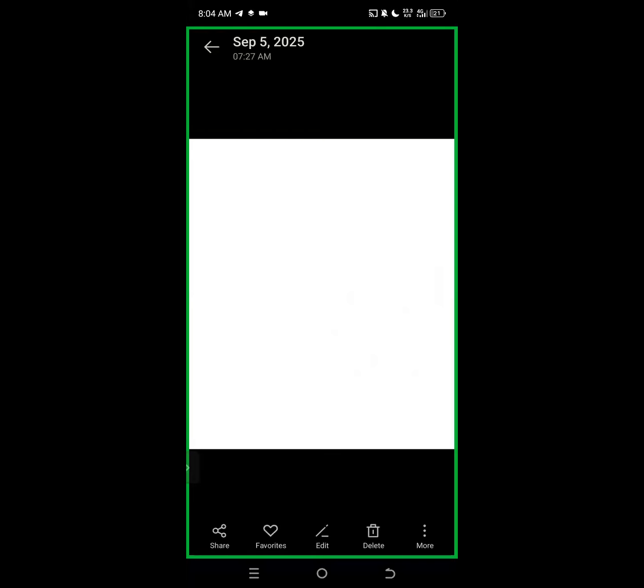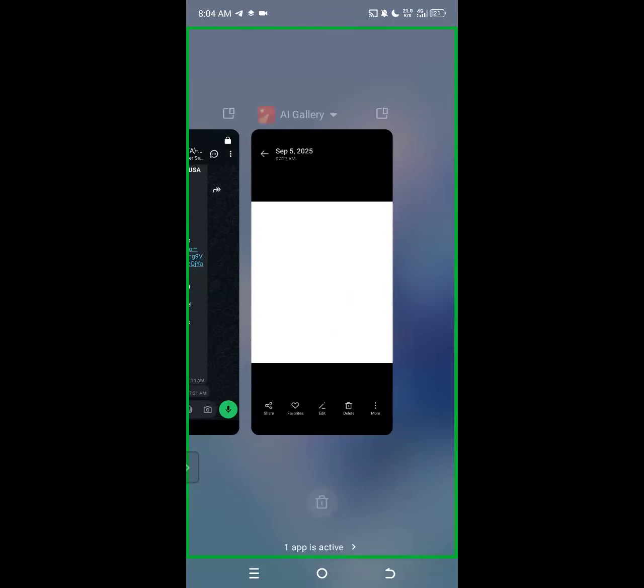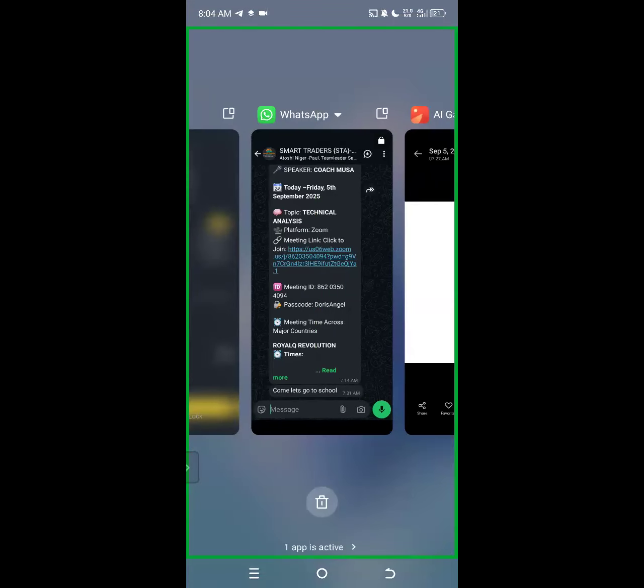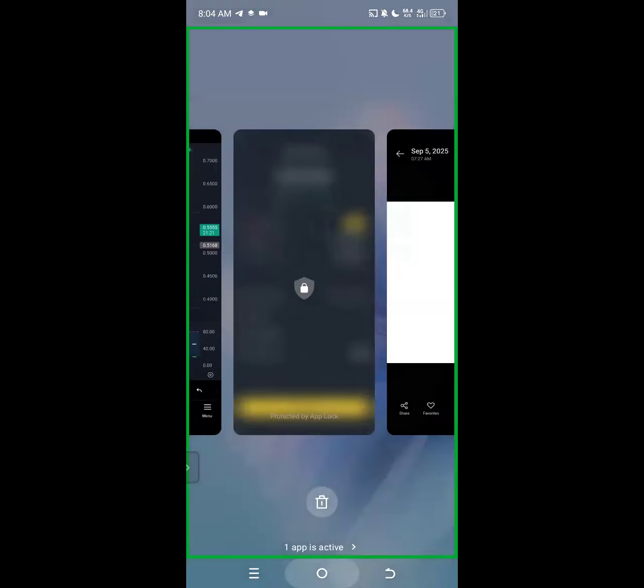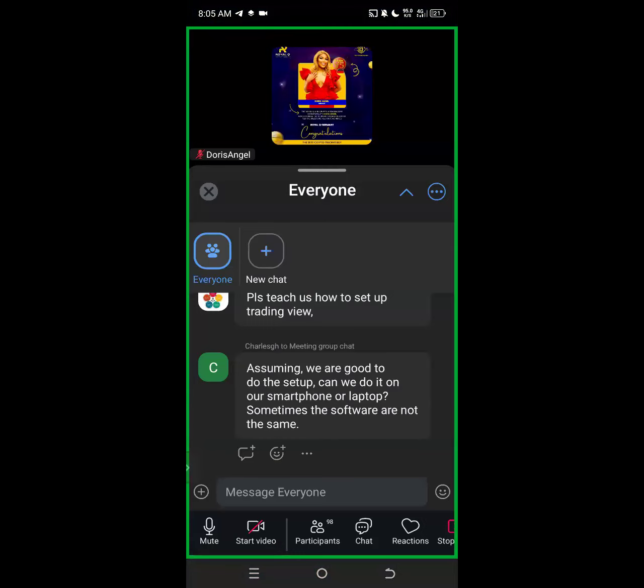Where's my writing tool? I'm trying to get it here. I'm not seeing it. Where is it hidden? Let me pick it up. Let me do this and then I reshare.